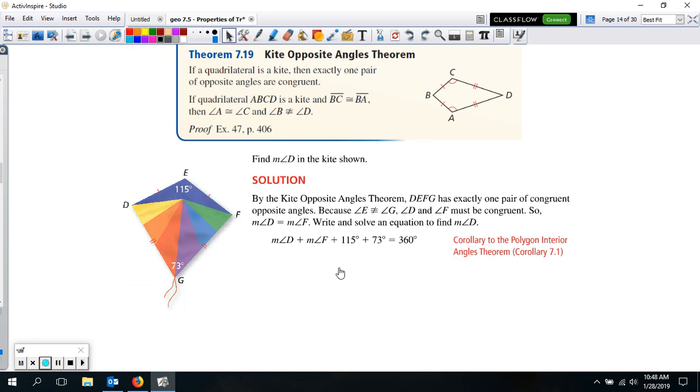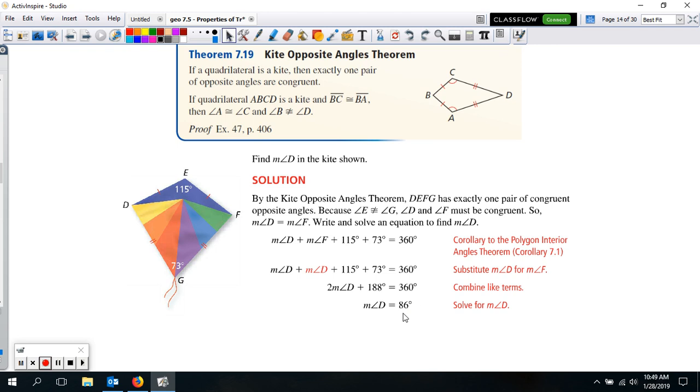So we can say the measure of D plus the measure of F plus these other two are going to all equal 360. And the measure of F is the same as D, so we can substitute that in. And now we have 2 times the measure of D. We'll add these together and then subtract from 360. So we're going to say 188 for that. Subtract it from 360. That gives us 86.